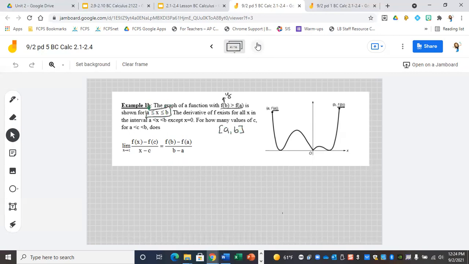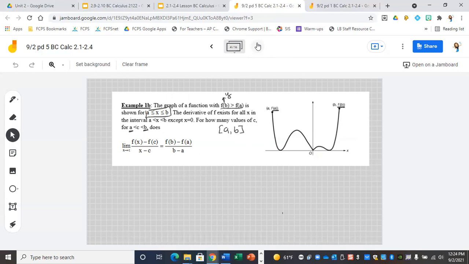They're telling you that the derivative exists for all x except at x equals 0. We'll talk about why that derivative does not exist at 0 in a few minutes. They want to know for how many values of c, where c would be an x value because a and b are your x values, the limit as x approaches c of f of x minus f of c all over x minus c is equal to f of b minus f of a all over b minus a.